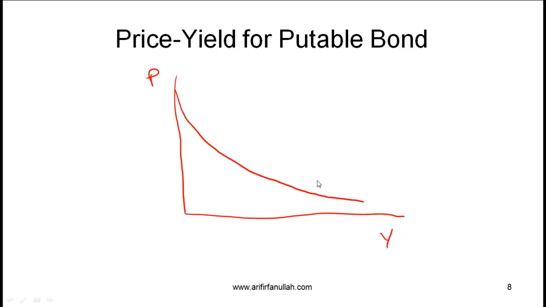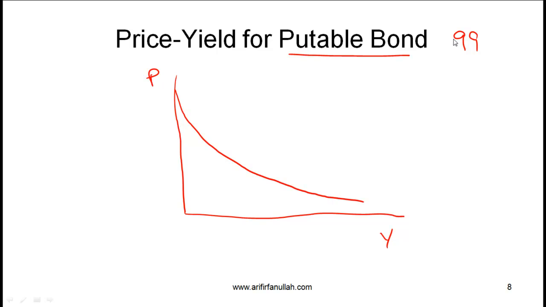So this is our option free bond. Now remember, what's a putable bond? A putable bond gives the investor the right to put the bond back with the issuer at a given price. So let's say that the bond is putable at a value of 99. Now this is good for the investor, because when interest rates go up, the investor can give the bond back to the issuer for 99.